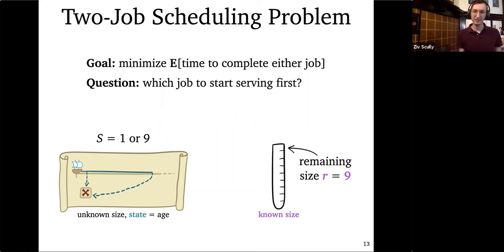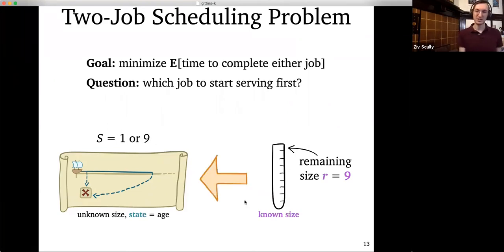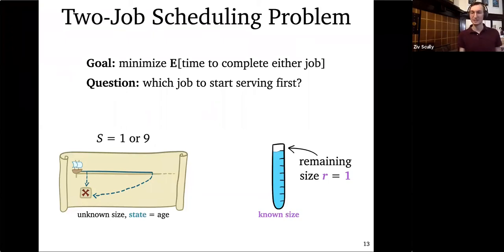In this example, I've got one job whose size is 1 or 9, and another job whose remaining size is 9. Even though I don't know the size of this job, I know that whether it's 1 or 9, with 50-50 probability, it's still going to be the smaller job, or at least no larger than the job of size 9. So I should start serving this job of size 1 or 9. But if I had a different remaining size on the known size job, say remaining size 1, now it's clear that I should serve the job of remaining size 1, because no matter what, the mysterious size job is at least size 1.